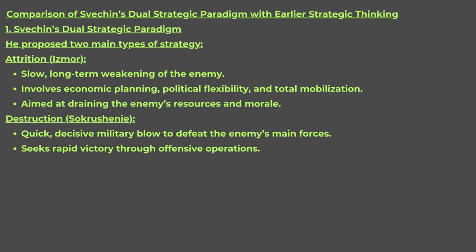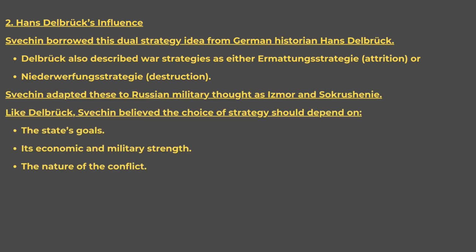Part 2. Delbrück's influence. Dosto, Svechin didn't come up with this idea all by himself. He actually borrowed the concept from Hans Delbrück, a German historian. Delbrück had similar strategic categories. Ermattungsstrategie, attrition. Niederwerfungsstrategie, destruction. Svechin adapted these ideas to Russian military thought as izmor, attrition, and sokrushenie, destruction. Both Delbrück and Svechin believed that choosing a strategy depends on the state's political goals, its economic and military strength, and the nature of the conflict. So, dosto, strategy isn't one size fits all. It depends on context.